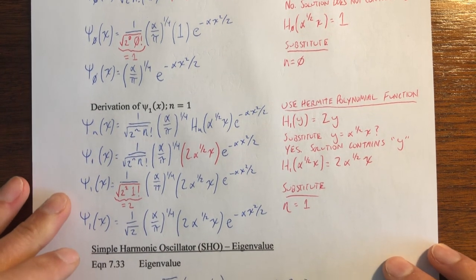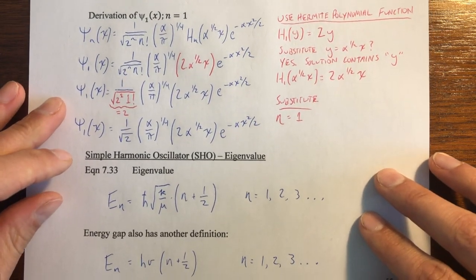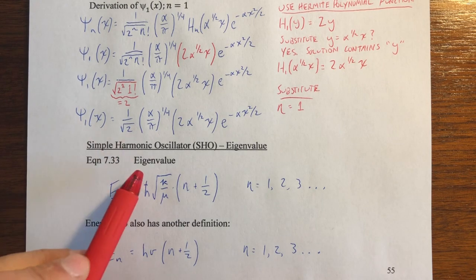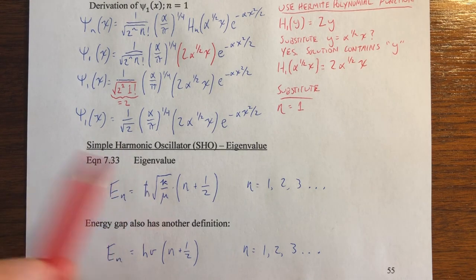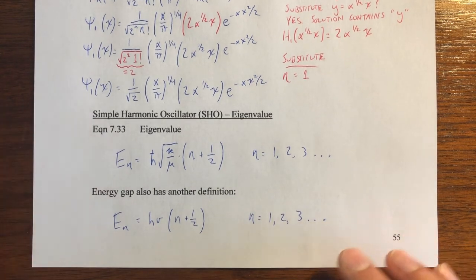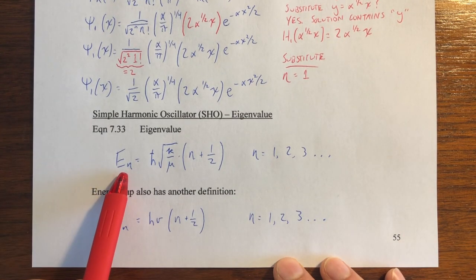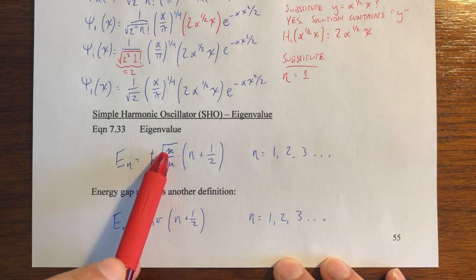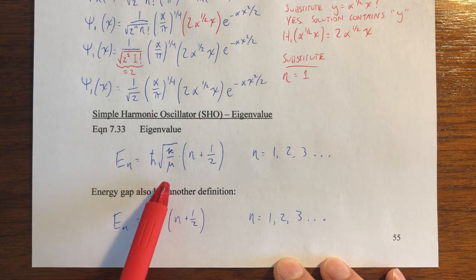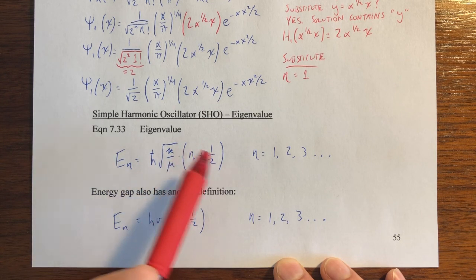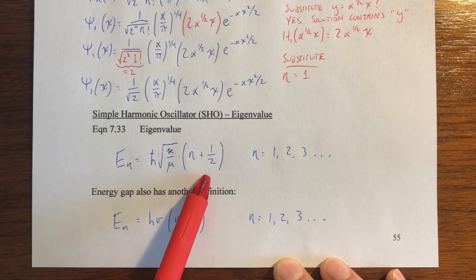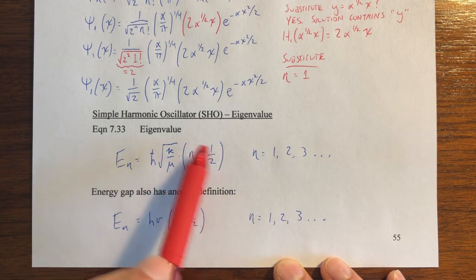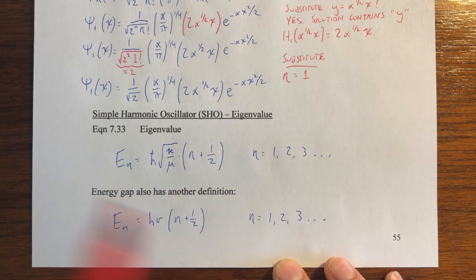So moving on, we're going to now talk about the simple harmonic oscillator eigenvalues. So equation 7.33 gives our equation for the eigenvalues. So now our energy has different equations. And so energy based on n is going to be equal to h bar times the square root of k over mu, which is the spring constant divided by the reduced mass, times the quantity n plus 1/2, where n is equal to 1, 2, 3. So this is showing that this is quantized energy.